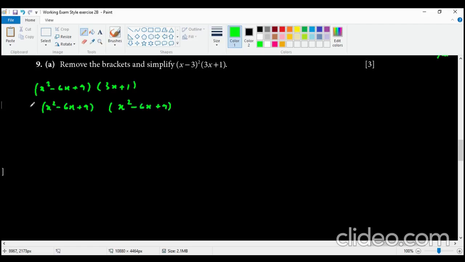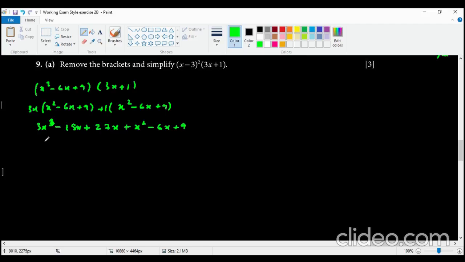First I multiply by 3x, and then I will multiply by plus 1. So the first part is going to give us 3x cube minus 18x square plus 3 times 9, which is 27x. The second part is going to give us x square minus 6x plus 9.